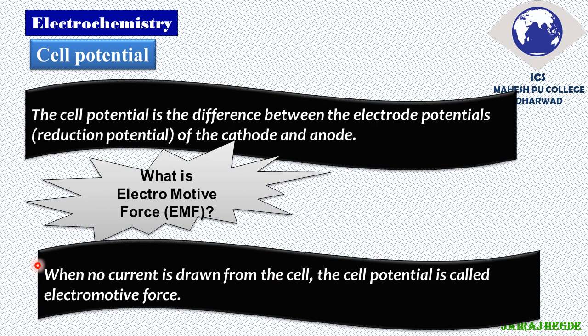It means no current is being utilized in the cell. We are only measuring the potential difference. That's what we call the EMF of the cell. The definition is like this: when no current is drawn from the cell, the cell potential is itself called electromotive force.